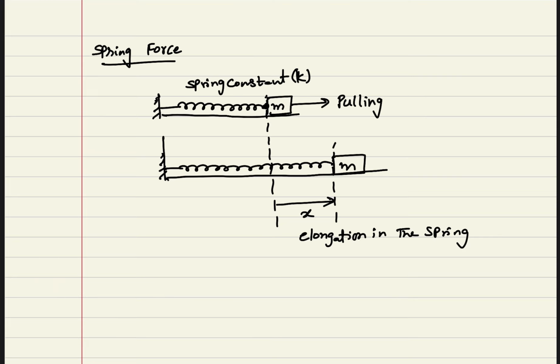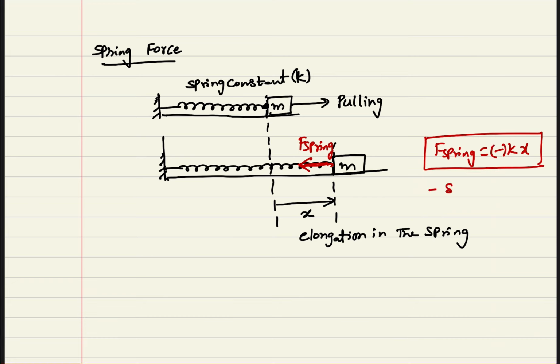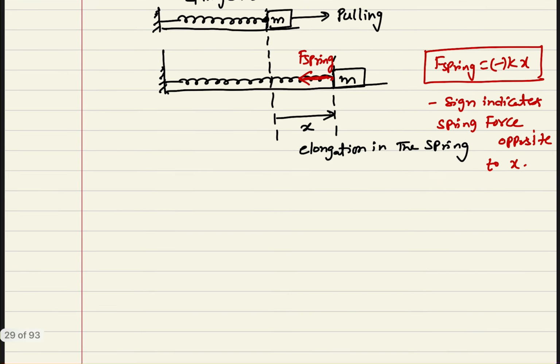Now if I remove the force, immediately you can see that the body will come back. Why is it coming back? Because the spring is exerting some force on the block. The force acting on the block will be to the left side. We can write the spring force is equal to minus k into x. What is the meaning of this minus sign? The minus sign indicates the spring force is opposite to x. That is the meaning of the negative sign.